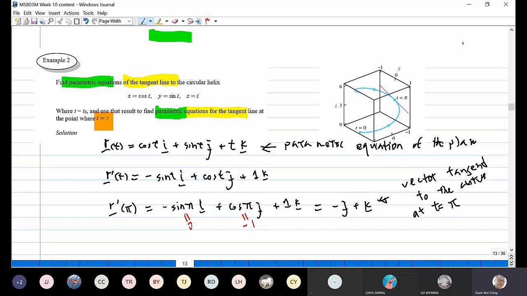Now, what is this curve called? This curve is called a circular helix. We have a name for this curve because it looks like a circle, but it's not a circle in the plane.